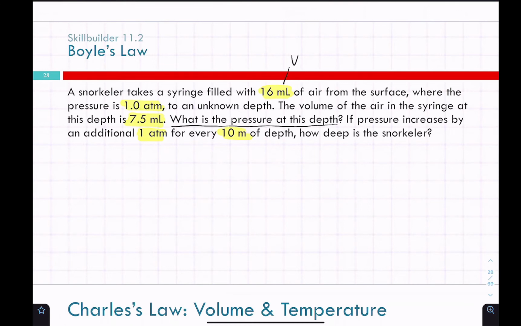We are in the Boyle's law section. It's the only thing we've learned so far. So let's start with Boyle's law. P1 V1 equals P2 V2.